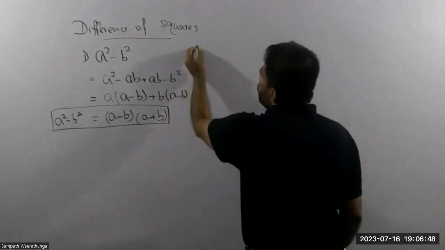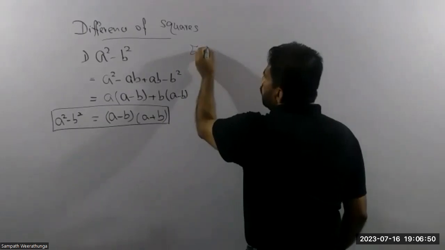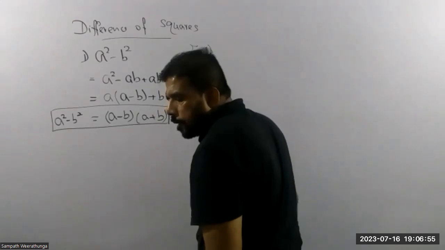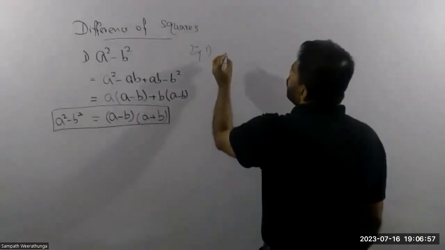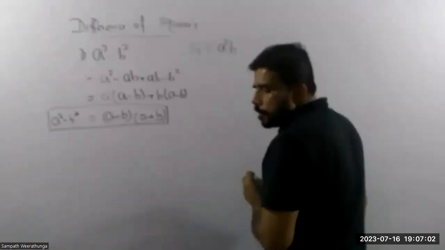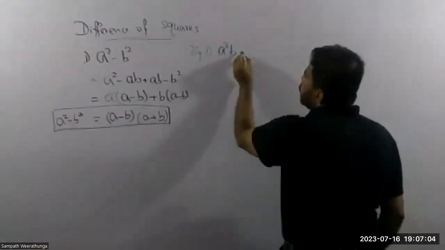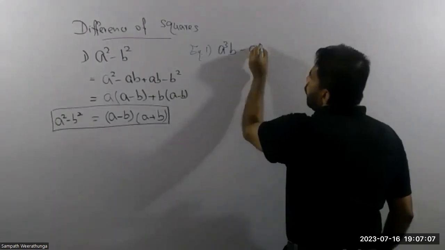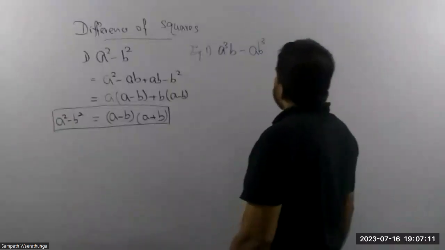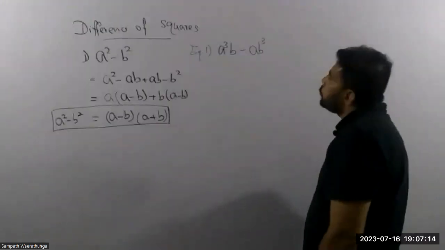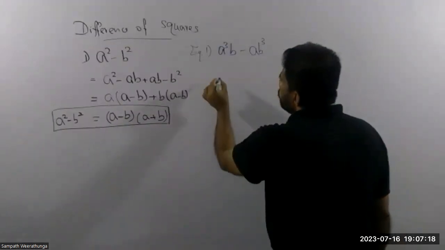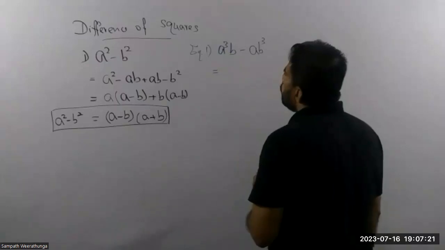Example 1. Let's say A to the power 3 multiplied with B, and the next term is A and B to its third power, so it is raised to 3. Whatever terms you are using, it gives you the same meaning.